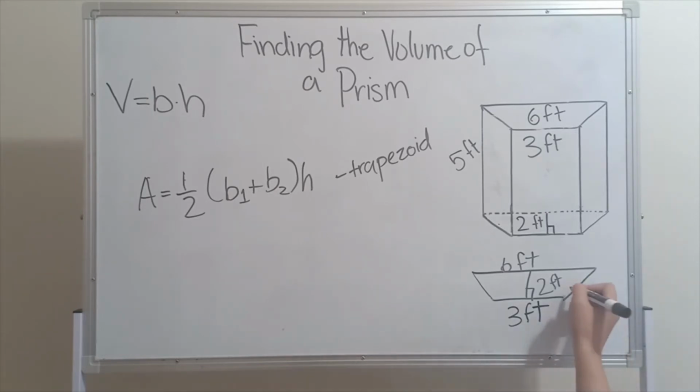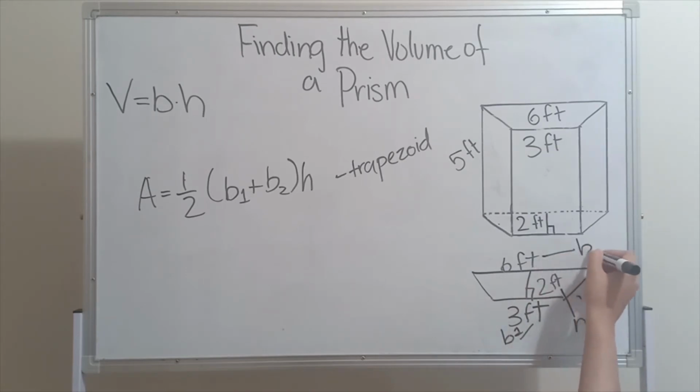So now we can label, so this one is the height. We can take this one as base 1, or we can do it in any order because we are going to be adding both. So the order doesn't matter, especially if both of them are positive numbers. So this can be base 2 now, because this one is base 1.